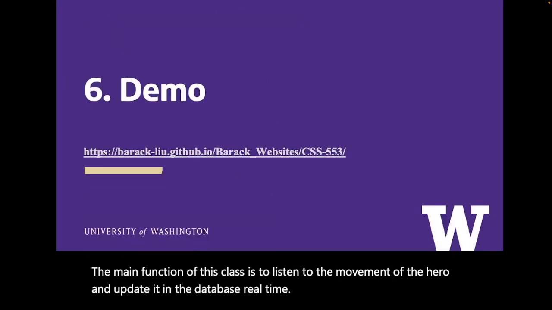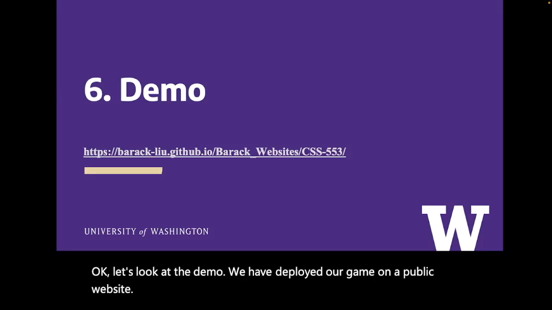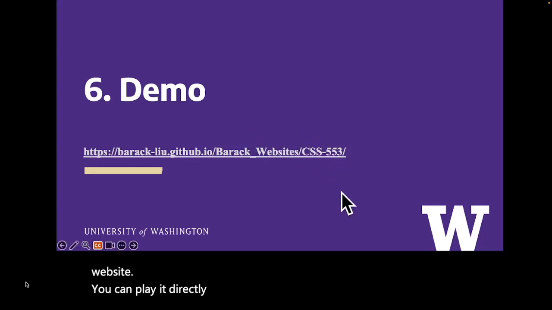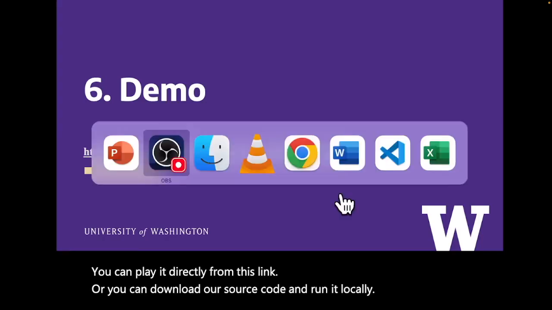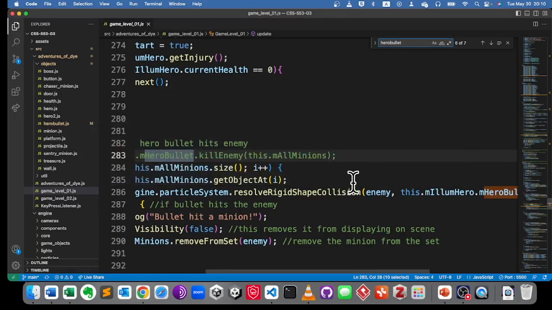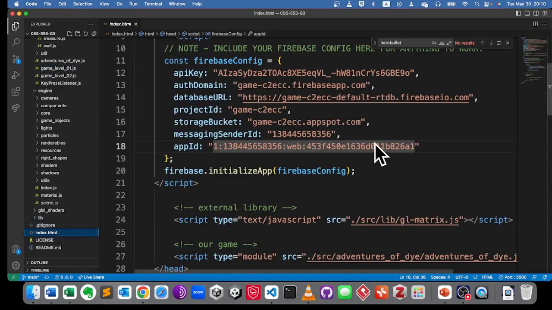Okay, let's look at the demo. We have deployed our game on a public website. You can play it directly from this link, or you can download our source code and run it locally. If you want to run it locally, first we need to open the index.html and open the live server.